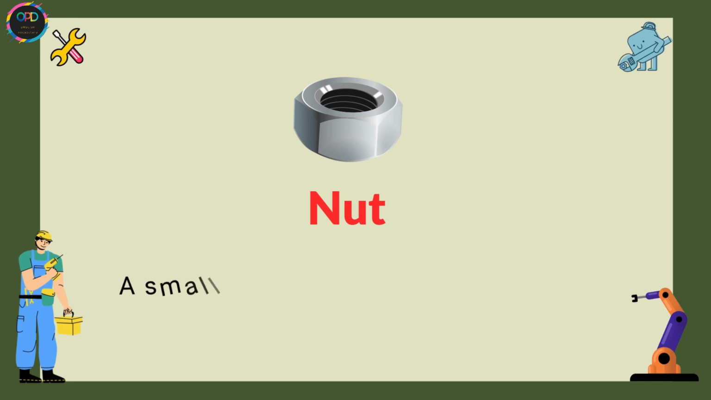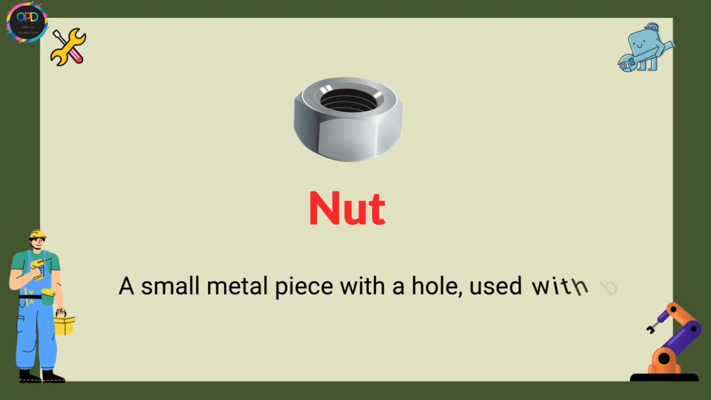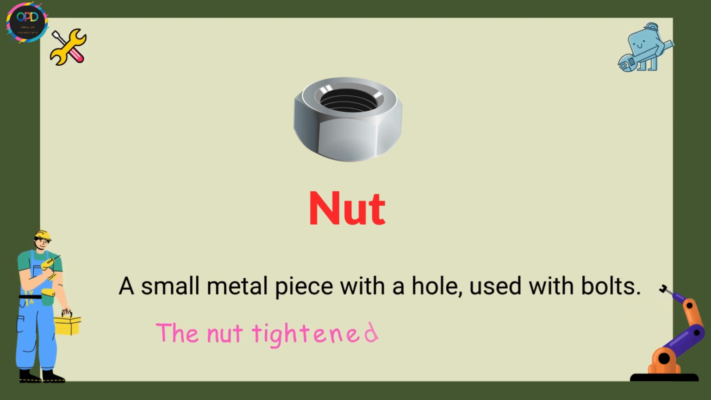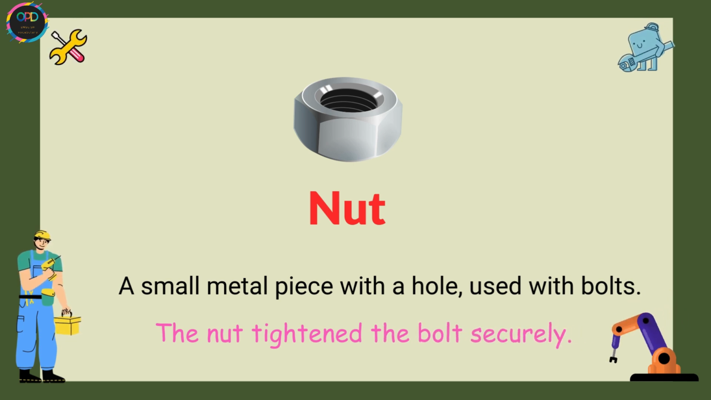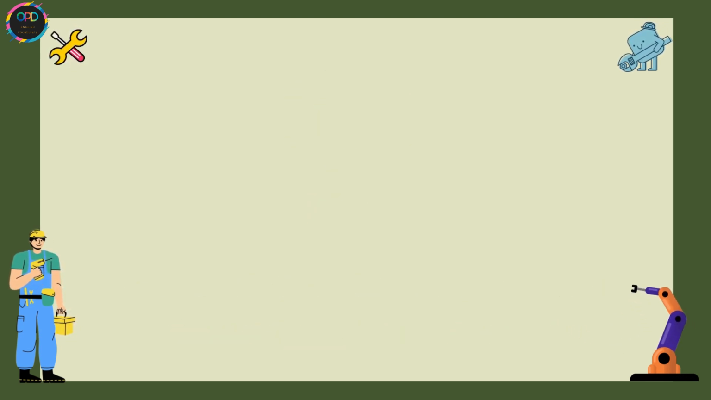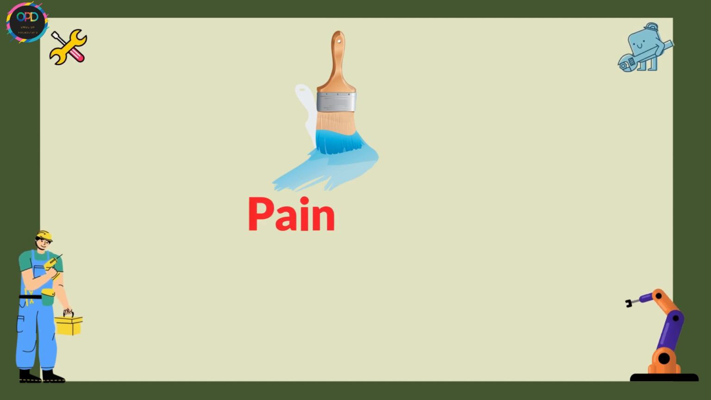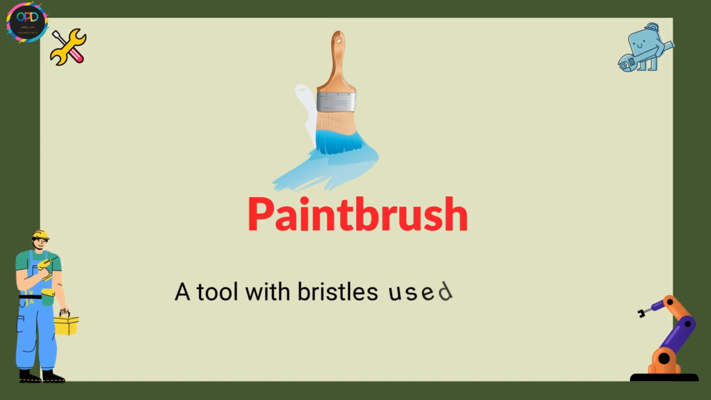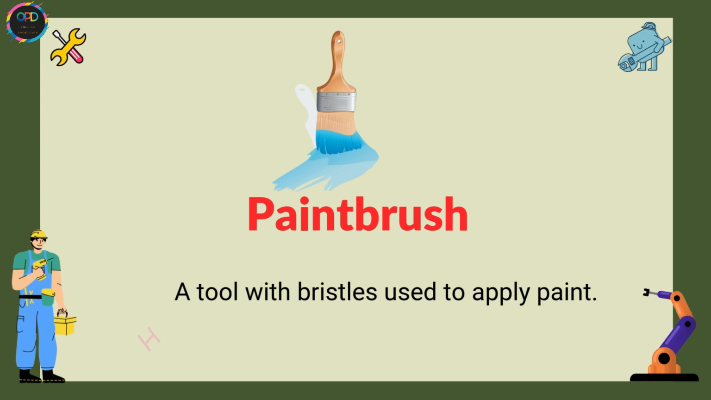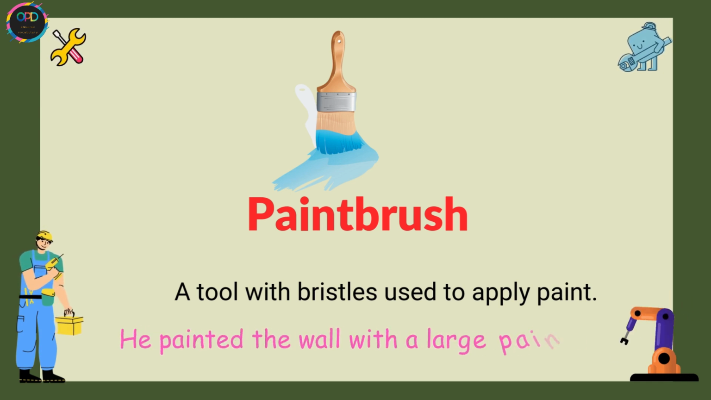Nut, a small metal piece with a hole used with bolts. The nut tightened the bolt securely. Paintbrush, a tool with bristles used to apply paint. He painted the wall with a large paintbrush.